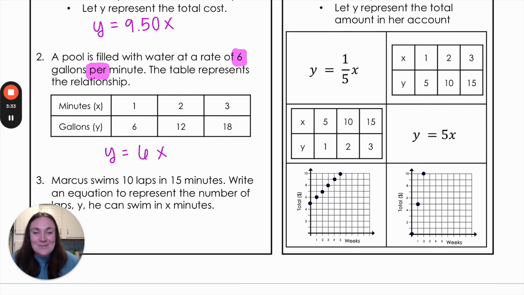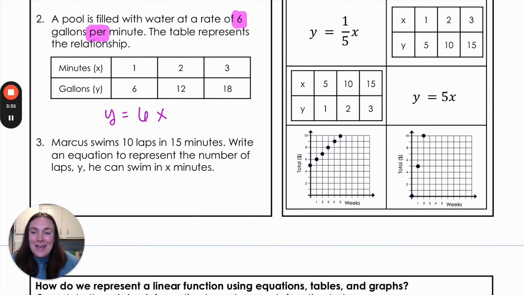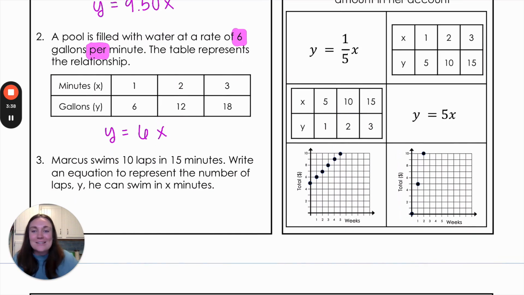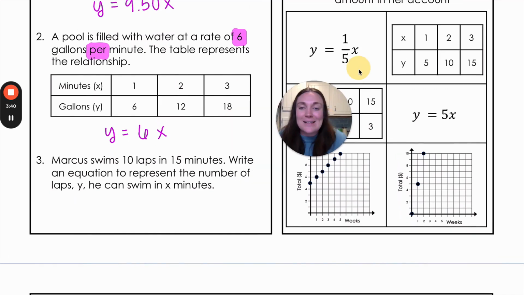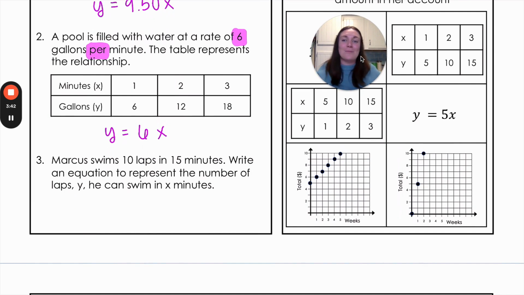All right, here's the last one where they're going to throw a little bit more of a trick at you. We've got Marcus swims 10 laps in 15 minutes, and we want to write an equation to represent the number of laps y he can swim in minutes x. So for this one, we're going to have our y equals, but now we need to find that slope.